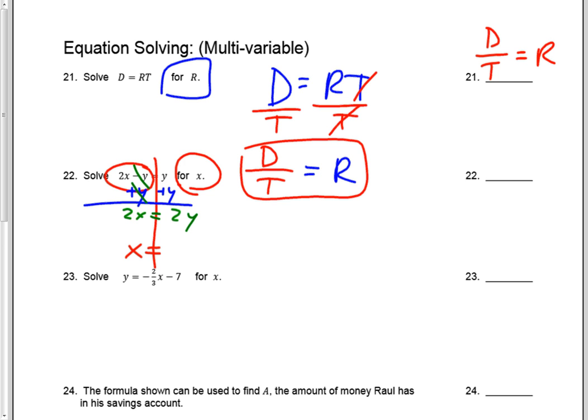X is not alone yet. How do you get rid of the 2? You got to get rid of the 2 by dividing. So what is left over here? Oh, x. You do whatever it takes to get x alone, and then whatever's on the other side is the answer.